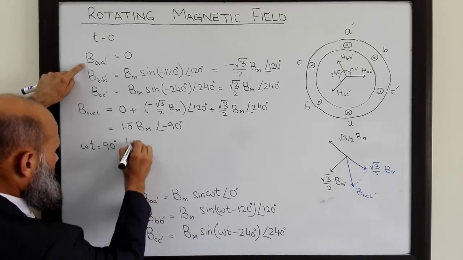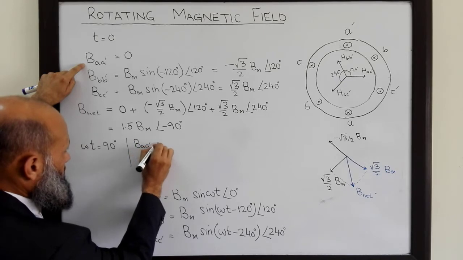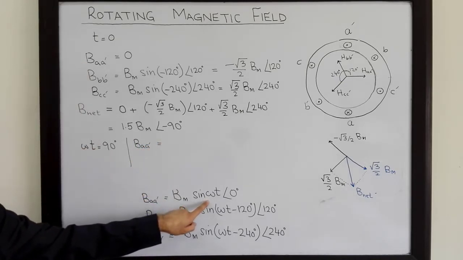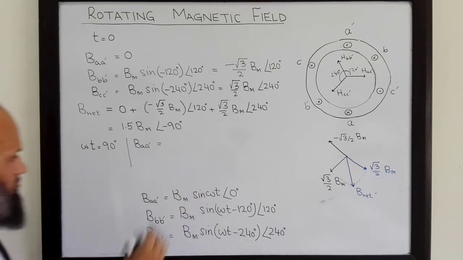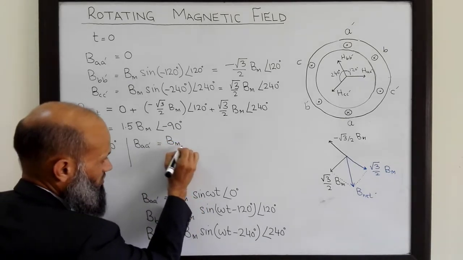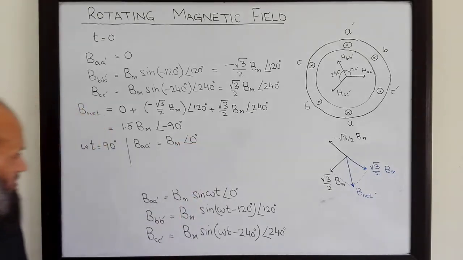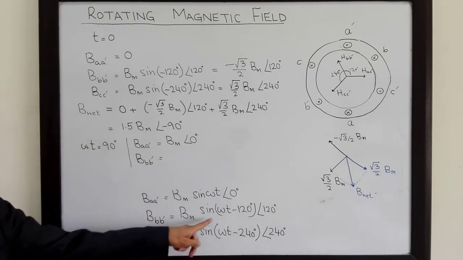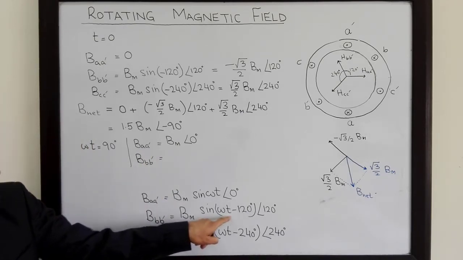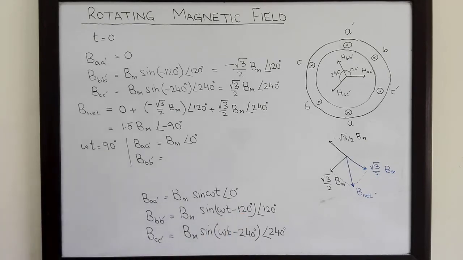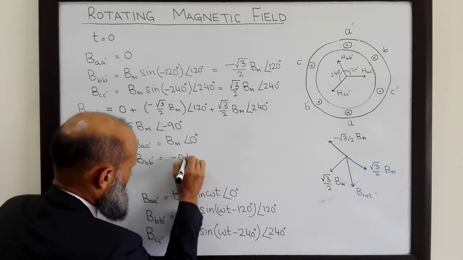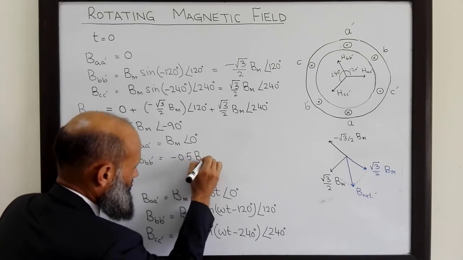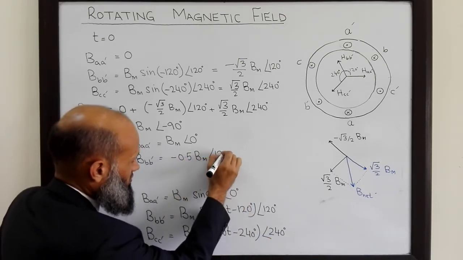B_A A dash, sine of 90, that is equal to 1. So Bm angle 0 degrees, and B_B dash, that is equal to sine of 90 degrees minus 120 degrees, that is minus 30 degrees, and sine of minus 30 degrees is minus 0.5 Bm. Direction is 120 degrees.